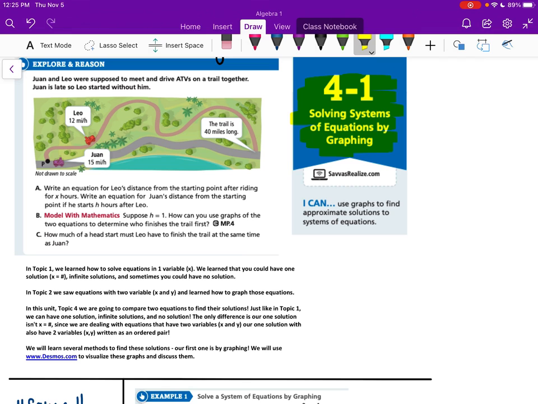So in topic 1, we started by just solving equations with one variable, and that was x. We had things like 4x equals 16. One equation, one variable. And we learned that we could solve these equations and we could have one solution, which is just where x equals a number. We could also have infinite solutions or no solutions, depending on how the equation solved.